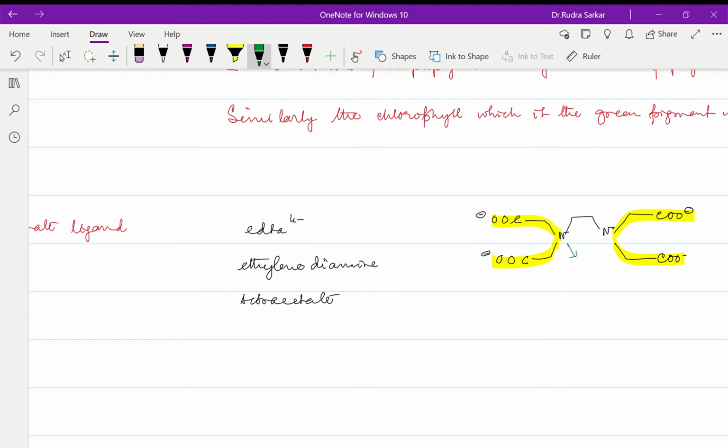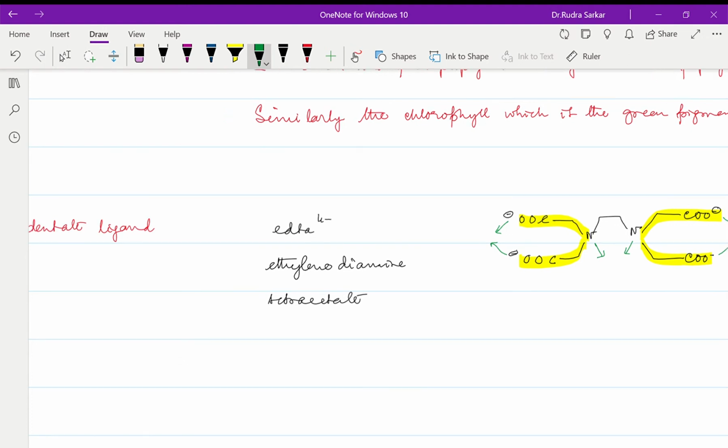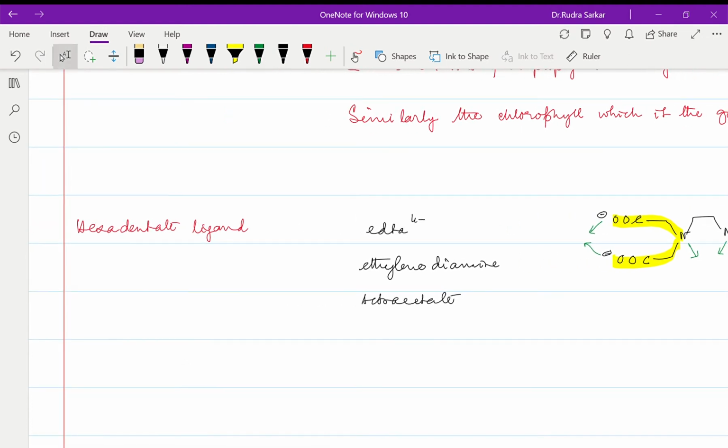So this is one donor point. That is one donor point. This one, that one, that one, and that one. Now, interesting questions are asked on this.